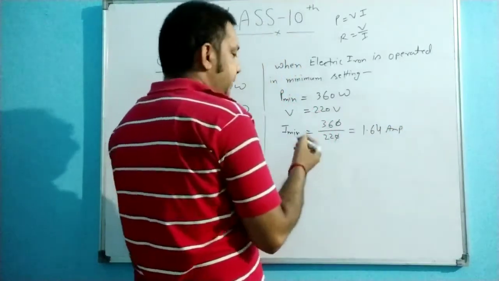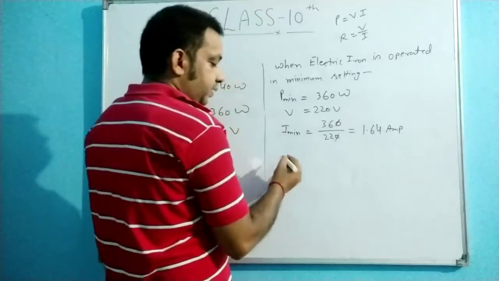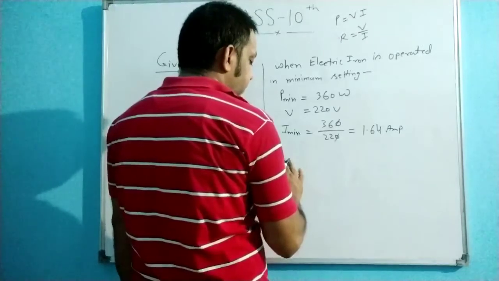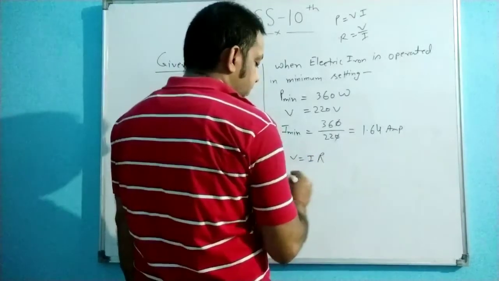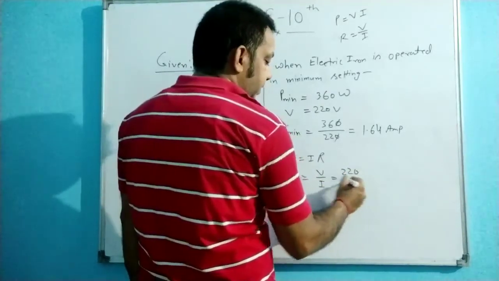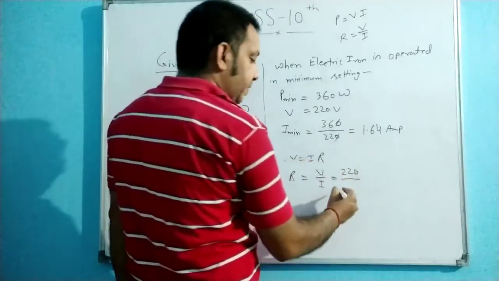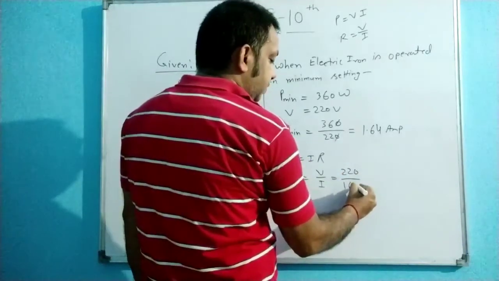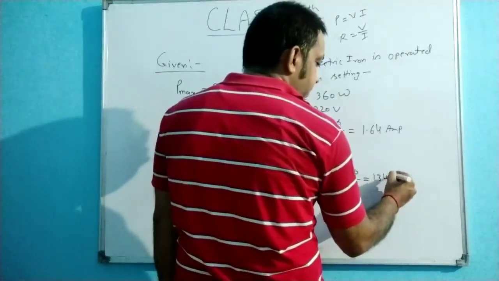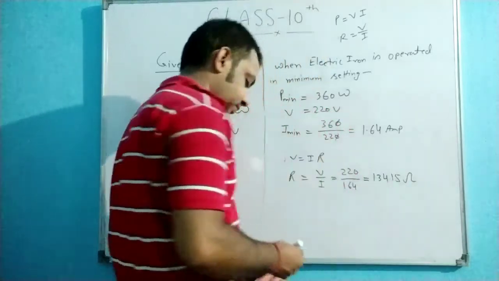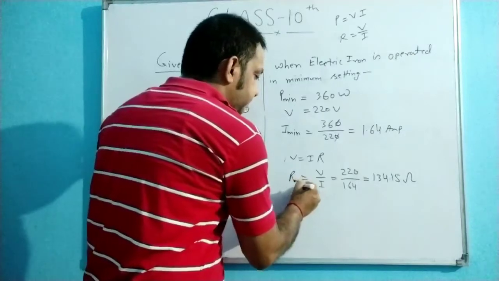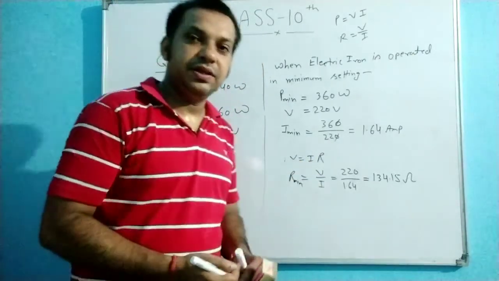Similarly, this time just apply Ohm's law. We know that V is equal to I into R, so R is equal to V by I. Voltage is 220 and the value of the current we have already calculated is 1.64. When you simplify this, you get 134.15 ohm. So this is the value of the resistance in the minimum setting. This is your R minimum.